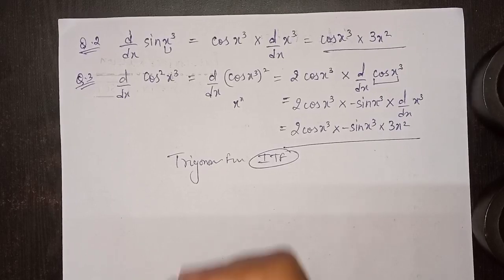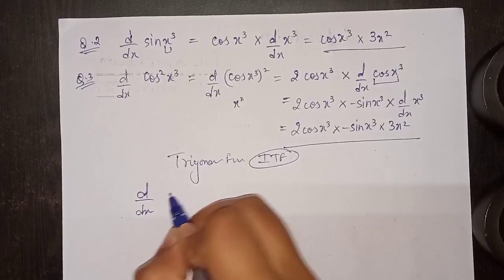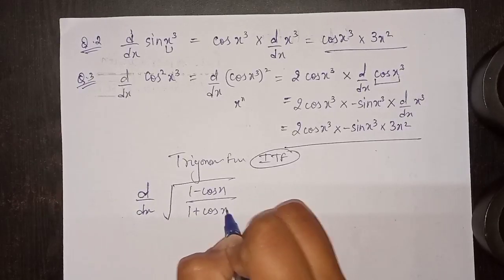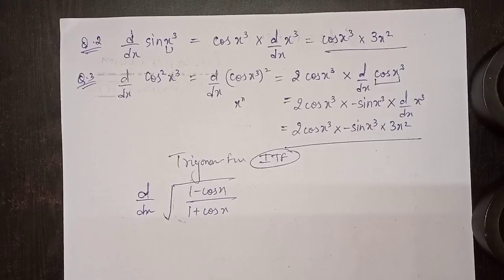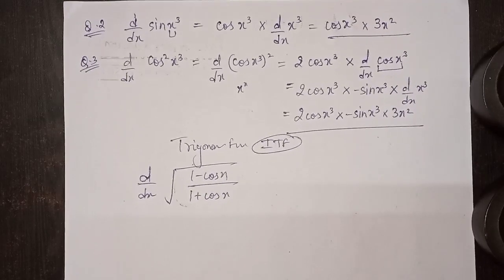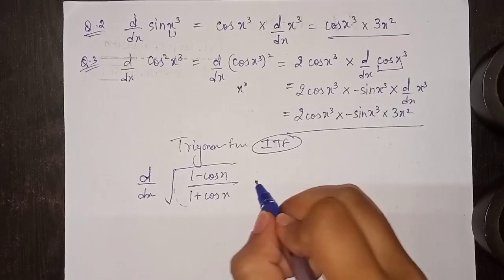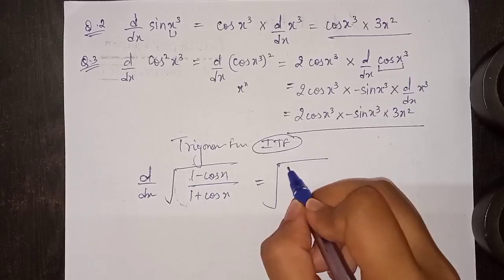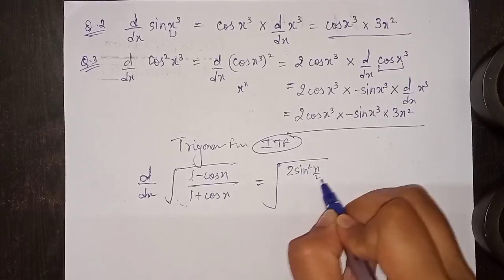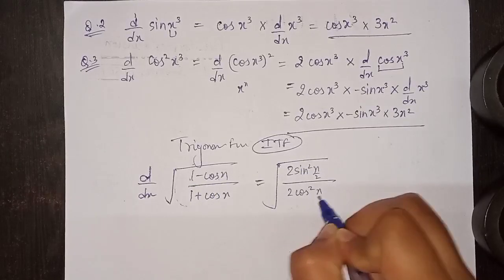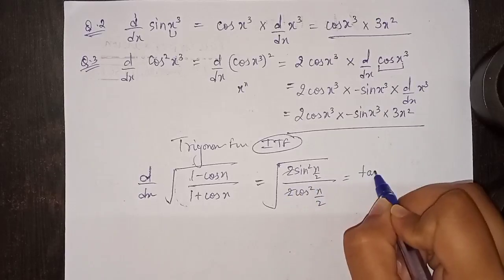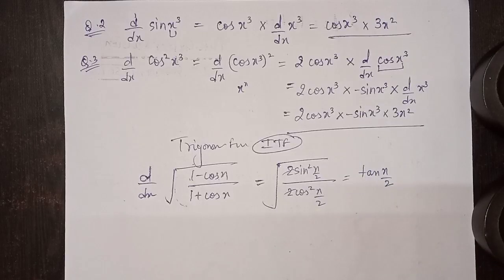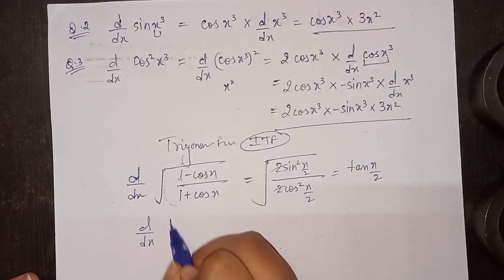For example, if you get differentiation of under root of (1 − cos x) divided by (1 + cos x), if you start solving it this way, then you will end up in a very weird result. So it is better to reduce it first, because it has a direct formula. I'll tell you how. 1 − cos x is 2 sin²(x/2) divided by 2 cos²(x/2). 2 cancel, you're getting tan(x/2), because it is the direct formula of tan(x/2). So you will write d by dx of tan(x/2).